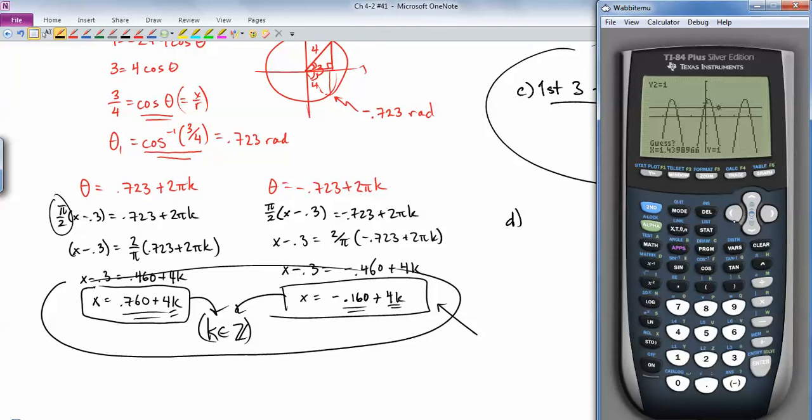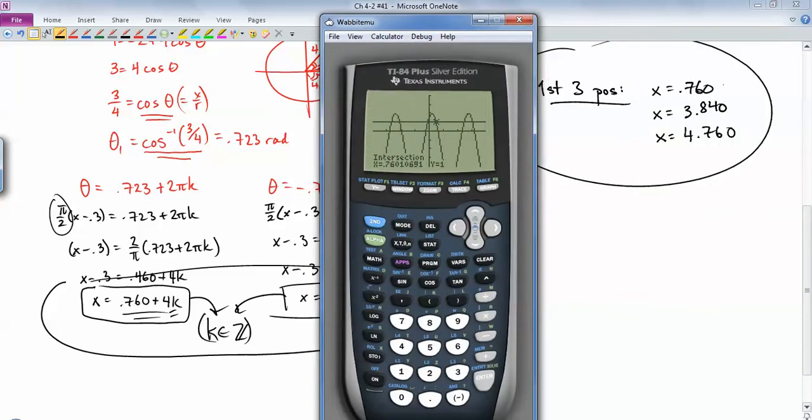Yeah, that's right. That's the second curve. I'm going to guess right about here. 0.760. So that was the first one that we got. Right, 0.760. And then if I do it again, second calc intersect, which curve is it on here? Okay, so it's on that one, now it's on that one. Let's guess 3.840, because I can just type that in. 3.840. And that looks pretty good. And then we'll do it one more time, second calc intersect. First curve, second curve, we're going to guess 4.760, and there it is.